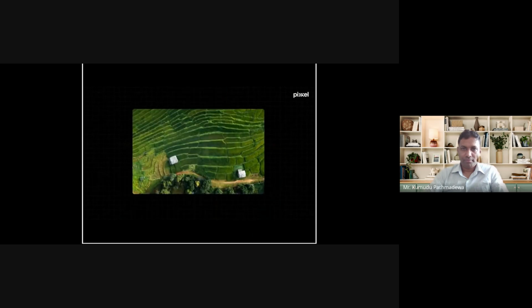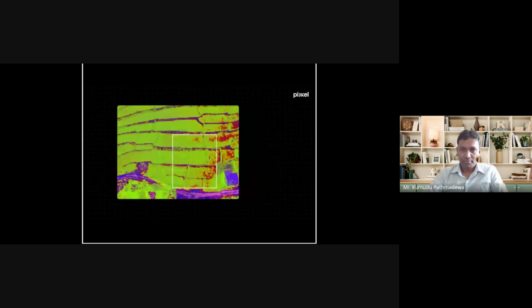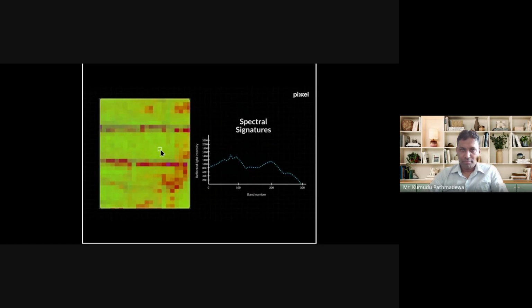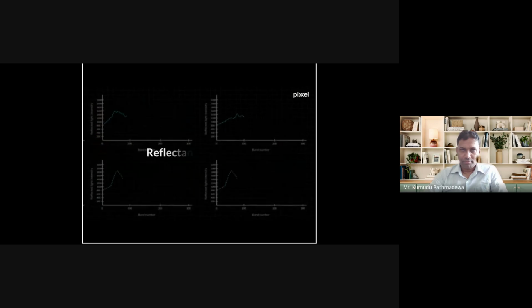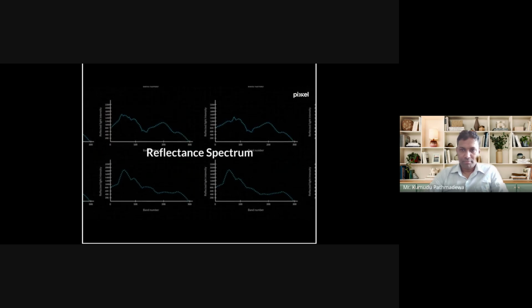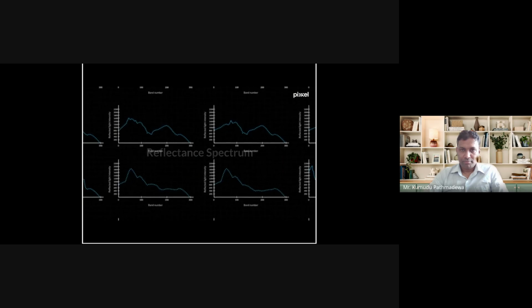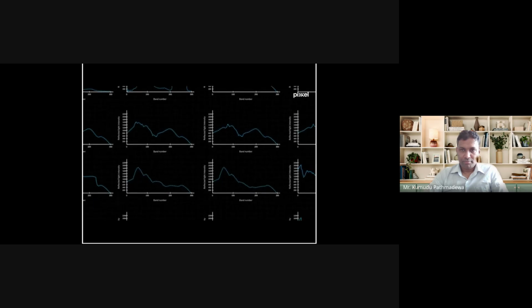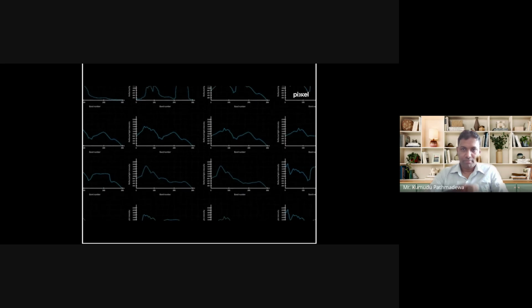Each pixel in a hyperspectral image contains a spectrum of information, revealing the unique fingerprint of the materials or objects within the scene. It can also be called a reflectance spectrum, and by analyzing these spectral signatures, scientists can discern subtle differences that elude our naked eye, unlocking a wealth of information about our environment.